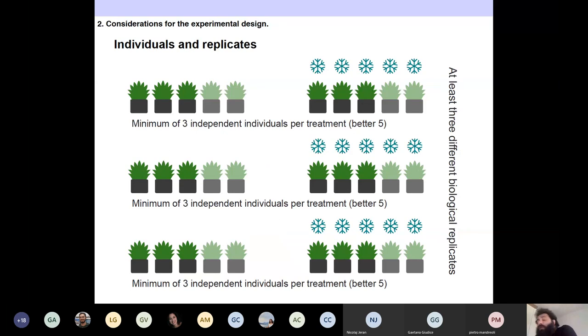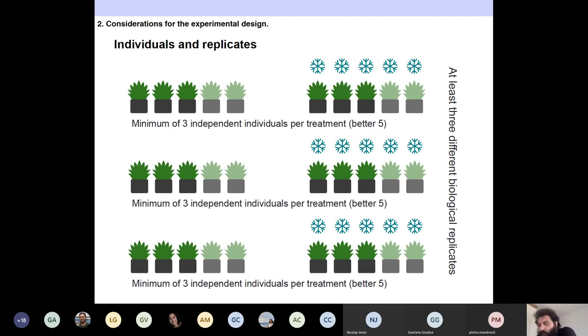Another thing that I always like to put is individuals and replicates. And of course, this can be very variable, depending on what you are working with. I mean, sometimes if you are working with humans, you cannot get as many individuals as you can see here, because you have limitations in the experimental design. You need to go to different ones.